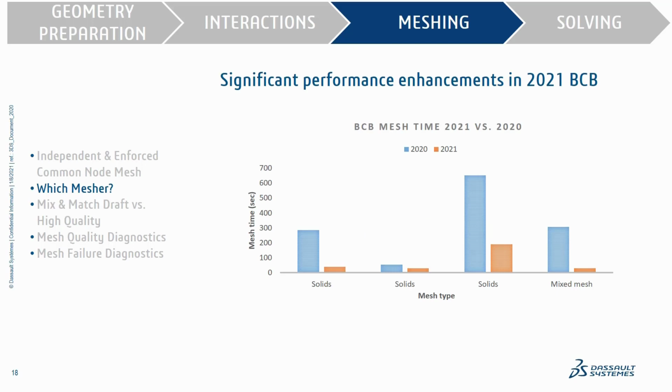Here is evidence of how much faster 2021 BCB is when compared to BCB 2020. Blue is mesh time for BCB 2020 and orange is mesh time for BCB 2021. Clearly, 2021 is much faster.